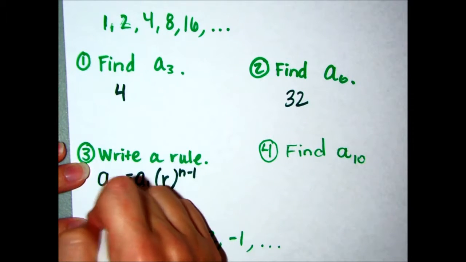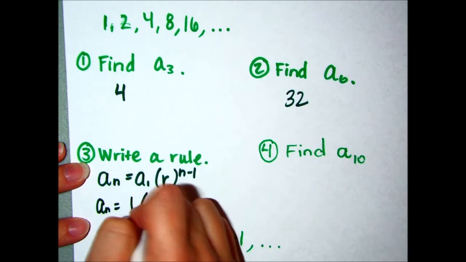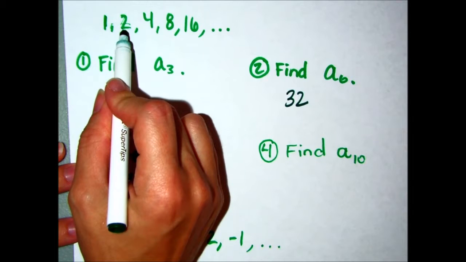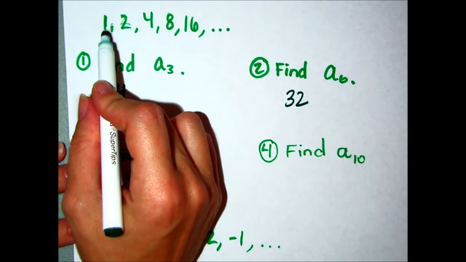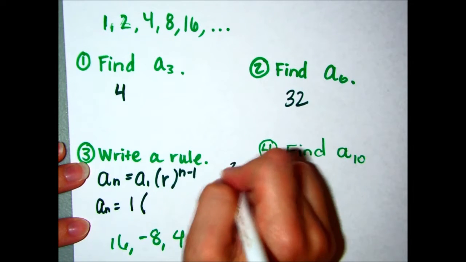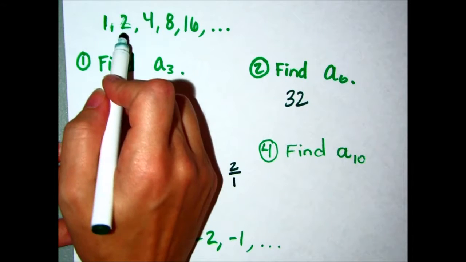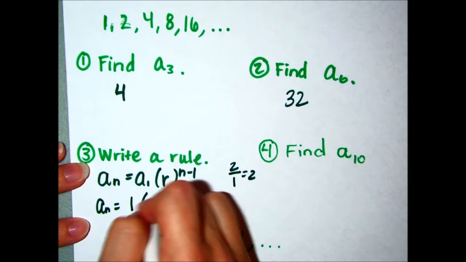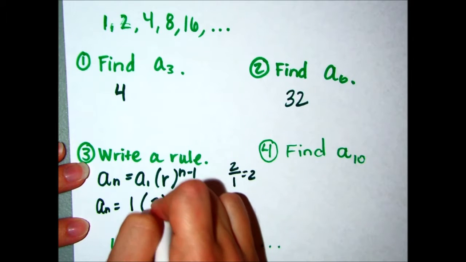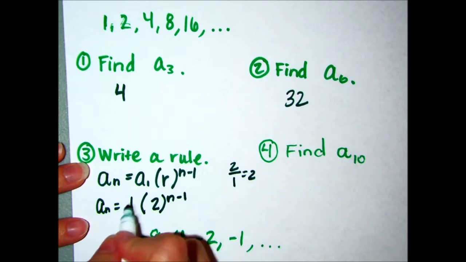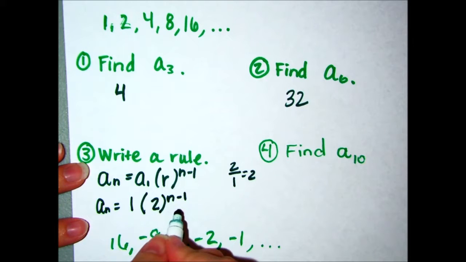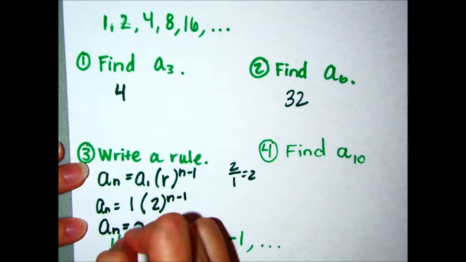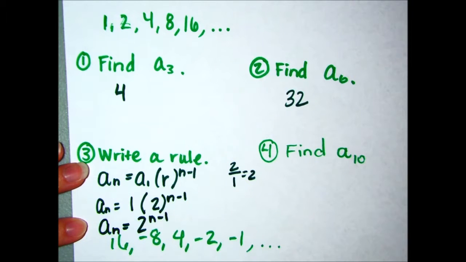So we can say a sub n is equal to 1 times the common ratio you get by taking the second term divided by the first term. So you get it by saying 2 divided by 1, or 4 divided by 2, or 8 divided by 4. And so that's going to equal 2. So the common ratio is 2, and then you raise it to the n-1. And since 1 times anything is that thing, we're really going to say a sub n is equal to 2 to the n-1.